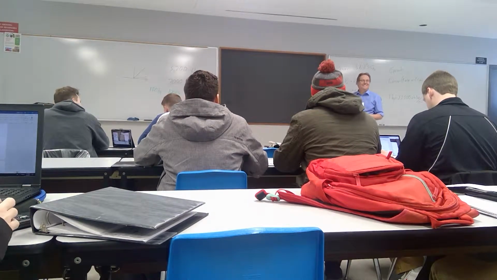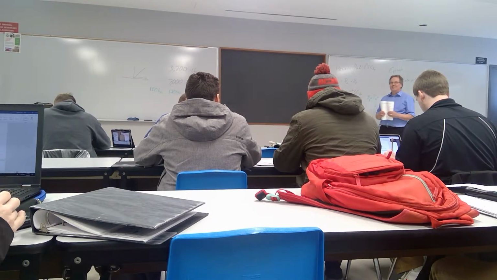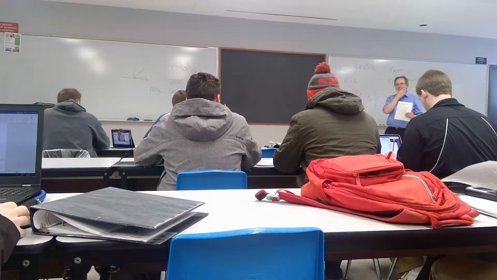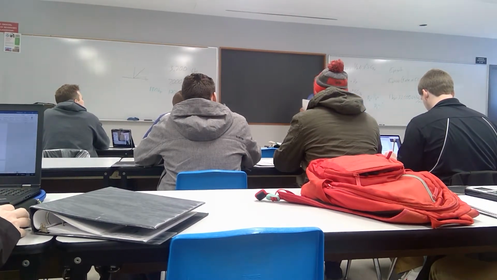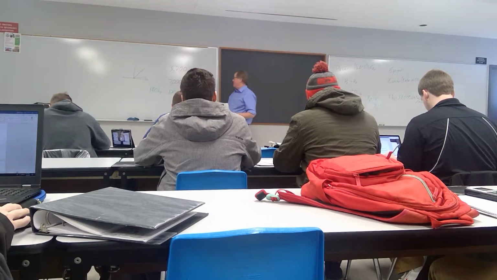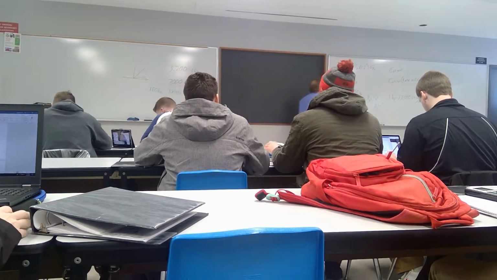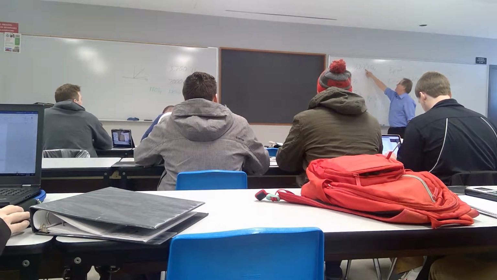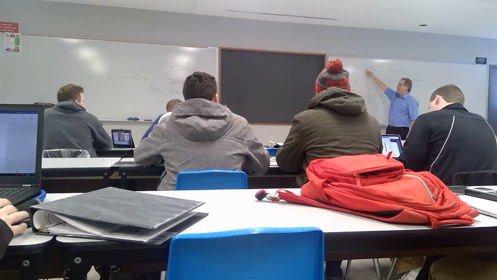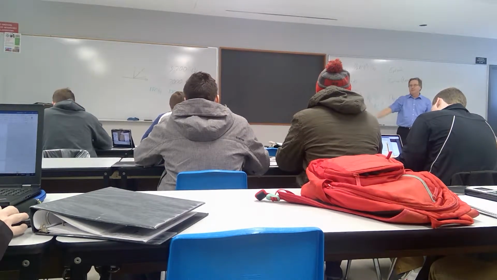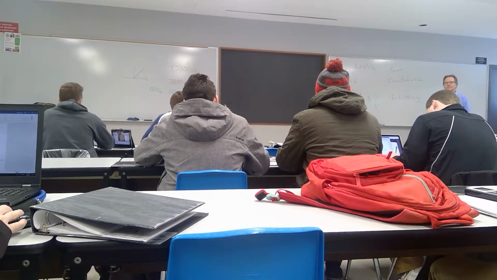Pretty big one. 4,860. What is it? 4,860. That sounds right. Yeah. So remember, my multiplier is 3 now, so I'm going to cube 3. 3 times 3 is 9, times 3 is 27, times 180. 4,860.